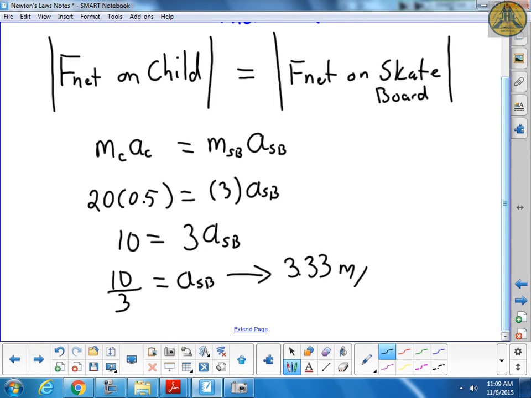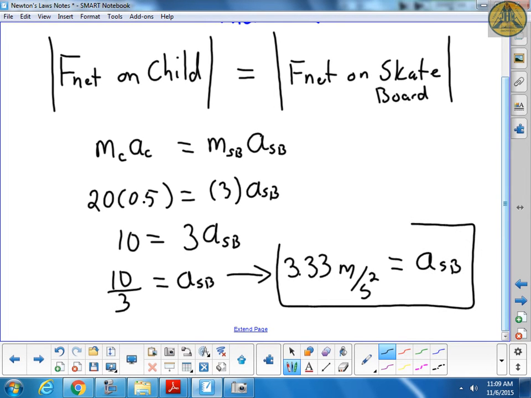You can do it in two steps by calculating the net force on the skateboard, take that number, make it equal to the net force for the child, but it works out to be the same steps.